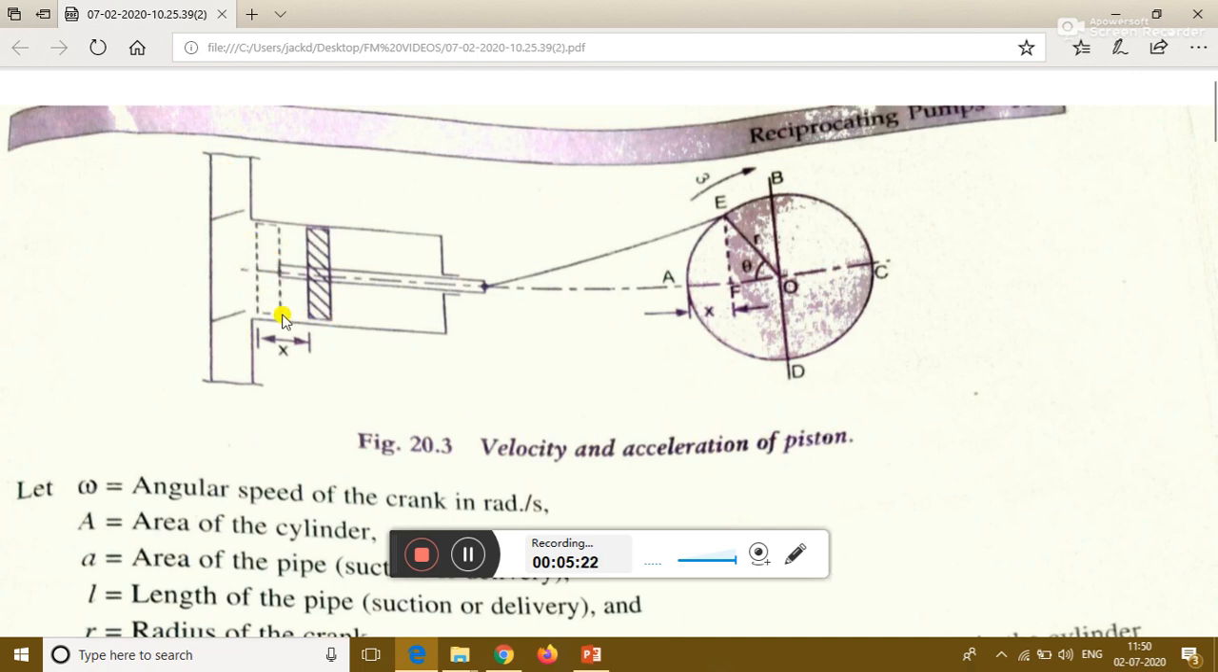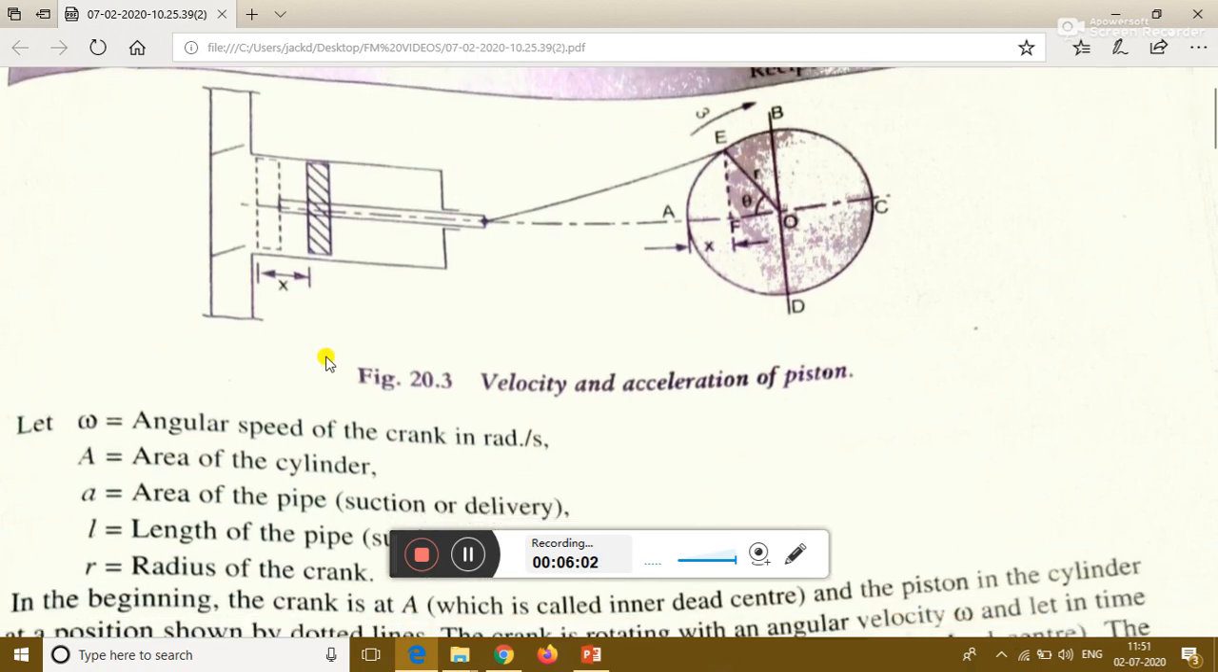So this dotted line shows the initial position of the piston, and this is the position of the real-time motion. This is the position of the piston at this particular moment. The piston was here, and after a time t it has reached here. Similarly, the crank was here, and after a time t it has reached a position E, and it has turned through an angle theta. When the piston has moved through a displacement x, the crank has turned through an angle theta, and omega is the angular velocity of the crank. So this is the initial preliminary information regarding this diagram.